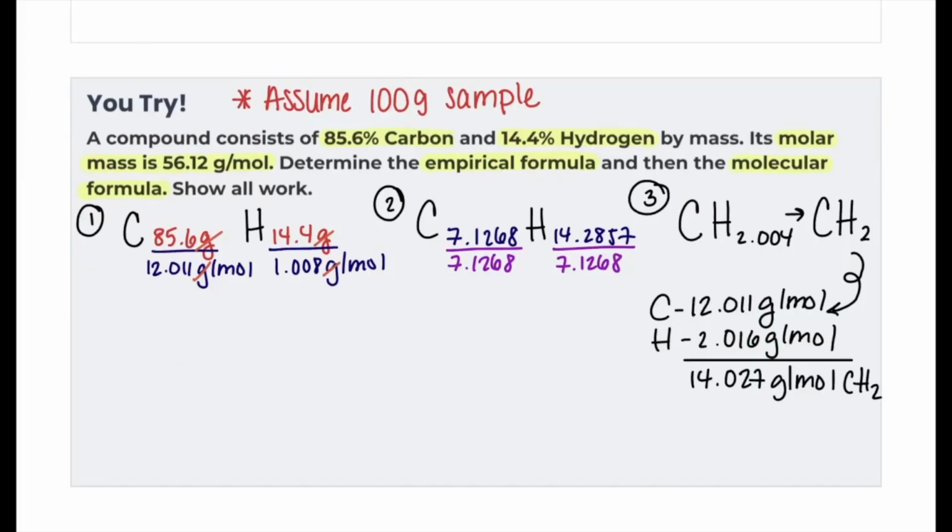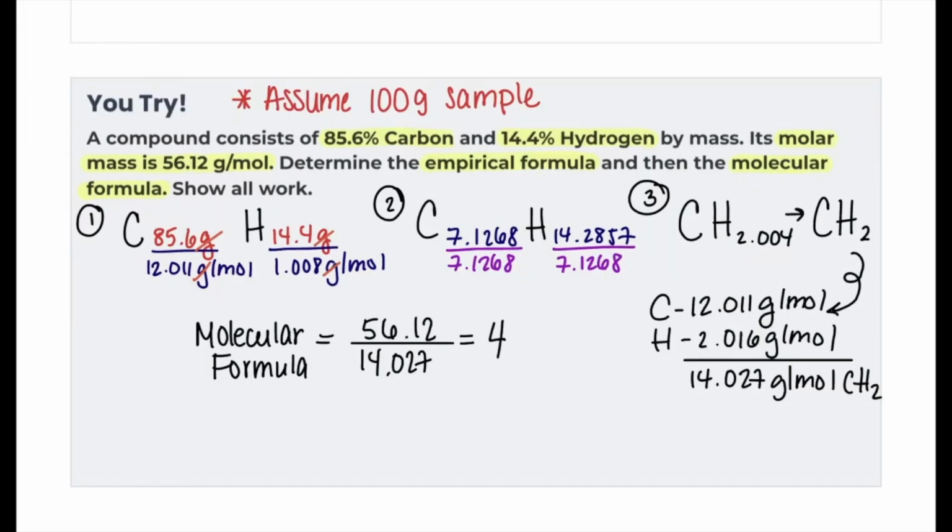And now we have everything we need to plug into our molecular formula equation. So again, they give us the molar mass, which is the molar mass of the molecular formula. So we take 56.12 grams per mole, and we're going to divide that by the molar mass of the empirical formula that we just calculated, which is 14.027 grams per mole. When we divide, we end up getting the multiplier to be about 4. Multiplying this 4 across the empirical formula, so 4 times 1 carbon is 4, and 4 times 2 hydrogens is 8, giving us the molecular formula to be C4H8.